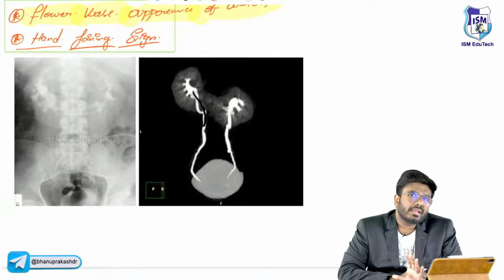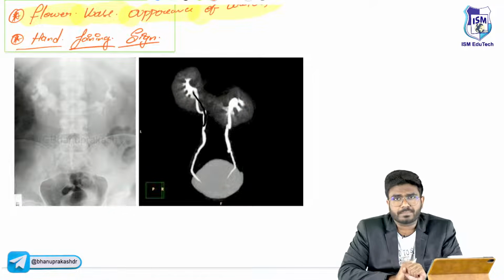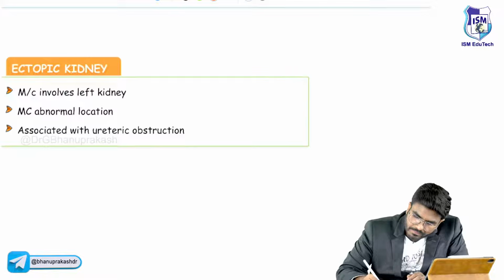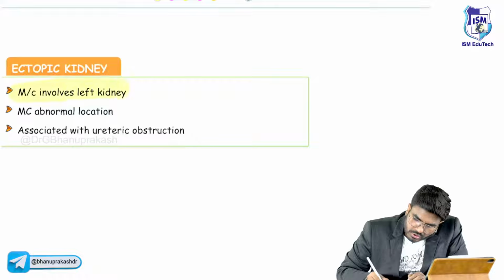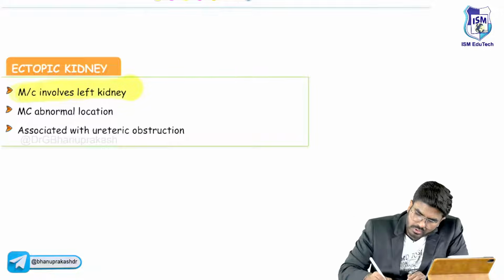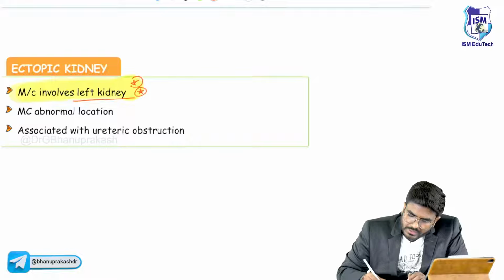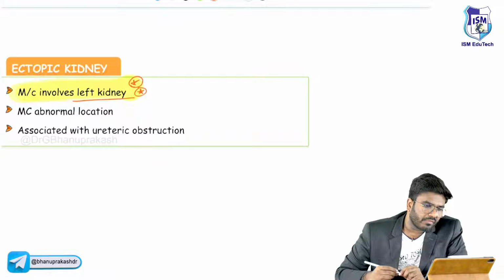Sir, normally kidneys are present where? Kidneys are present in the abdomen. You know it. But what if the kidney is present in the pelvic brim? It's not in its original place, it's in some other place. So these are called ectopic kidneys. What is the most common kidney that is involved? The most common kidney that is involved is the left kidney.